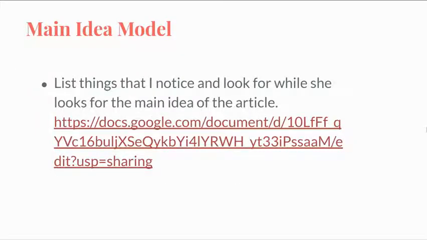So I'm going to go ahead and model for you my thinking as I break down the main idea in this particular nonfiction article. As I read this article and as I annotate it, I'd like you to think about, what am I noticing as the reader? How am I identifying the main idea in this passage?